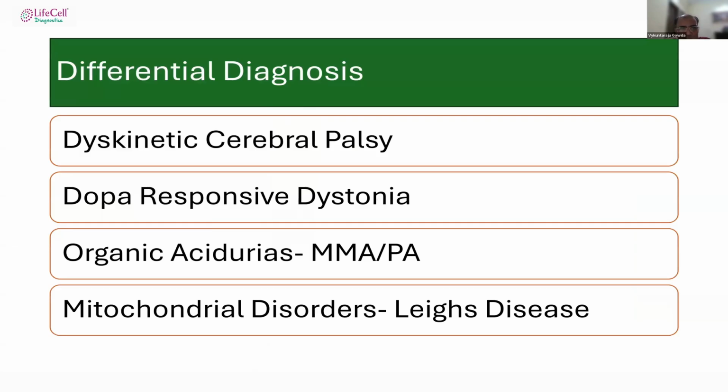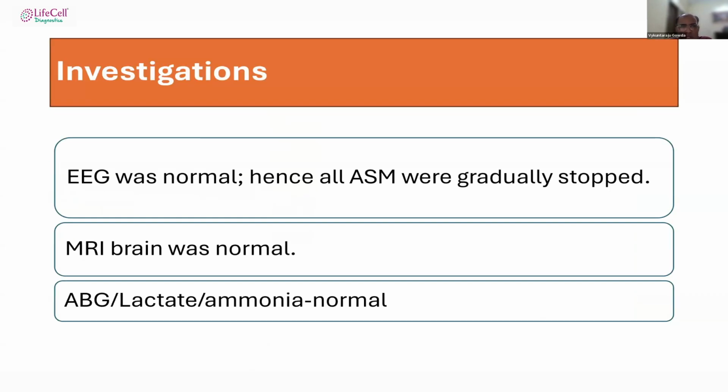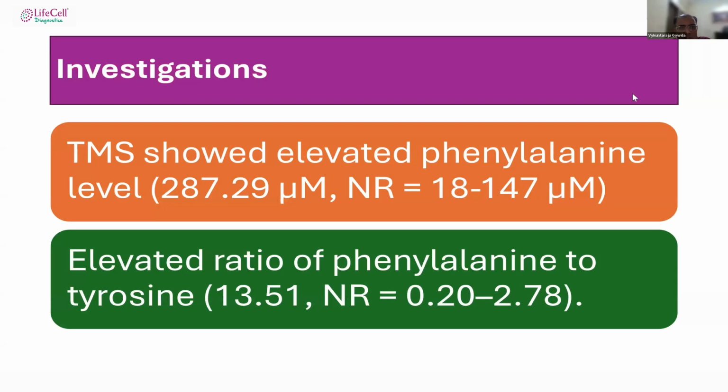Initially we thought of differentials like dyskinetic cerebral palsy, dopa-responsive dystonia, or the rare possibility of a metabolic condition including organic acidemia or mitochondrial disorders. So this child was investigated. The routine EEG was normal, hence all anti-seizure medications were discontinued, and the MRI and routine metabolic screening were also normal. At this stage, special metabolic screening, TMS, was done. It showed phenylalanine was high, but the level was only around 300. In classical PKU you usually get more than 1000, but in this child it was only in the hundreds, and there was elevation of the phenylalanine to tyrosine ratio.